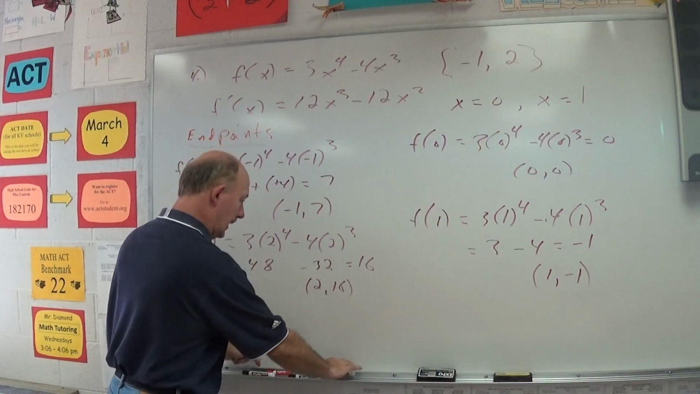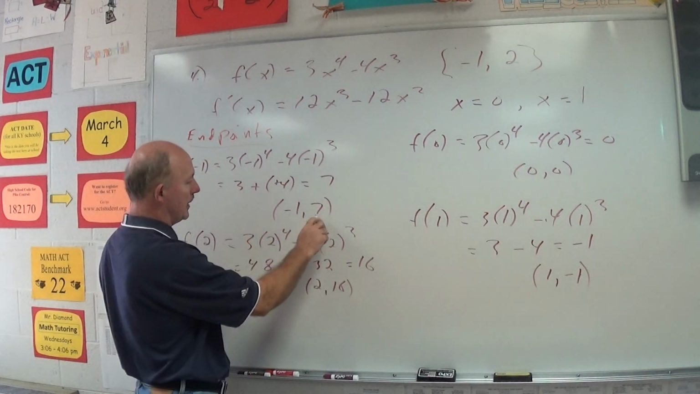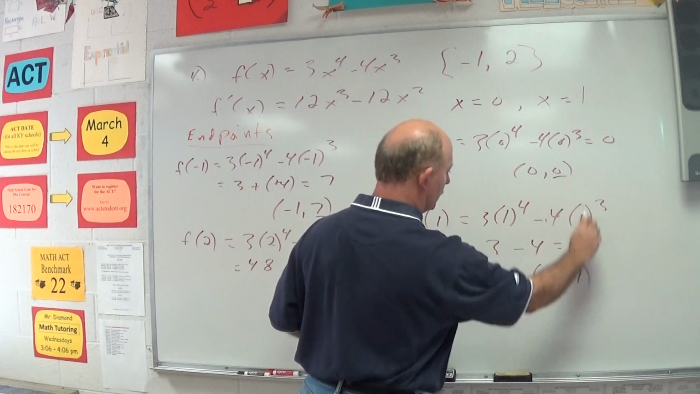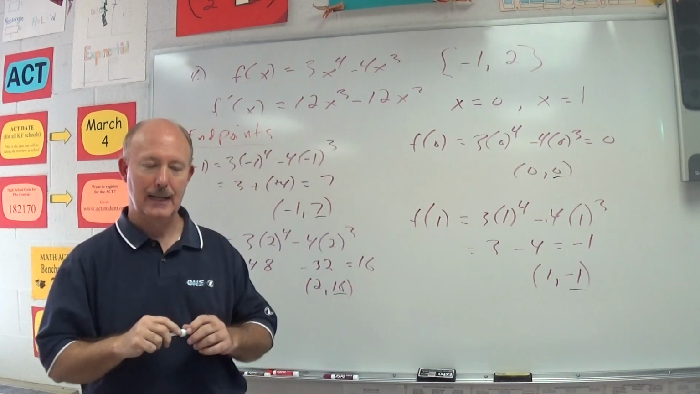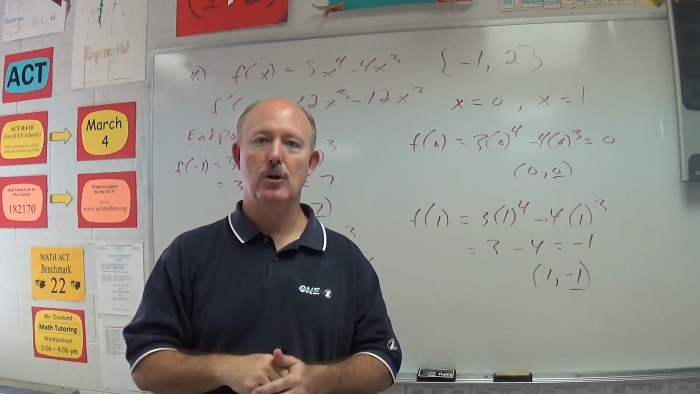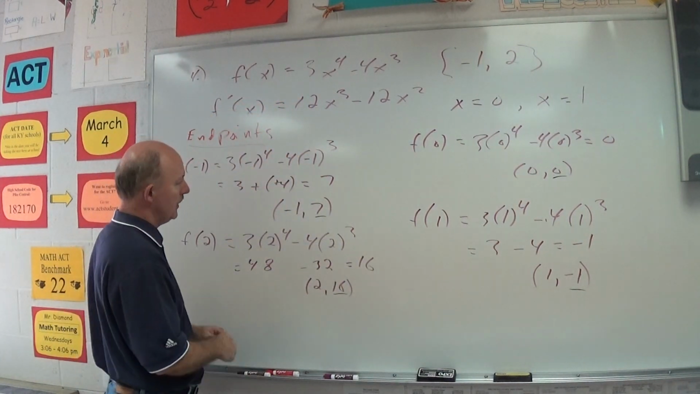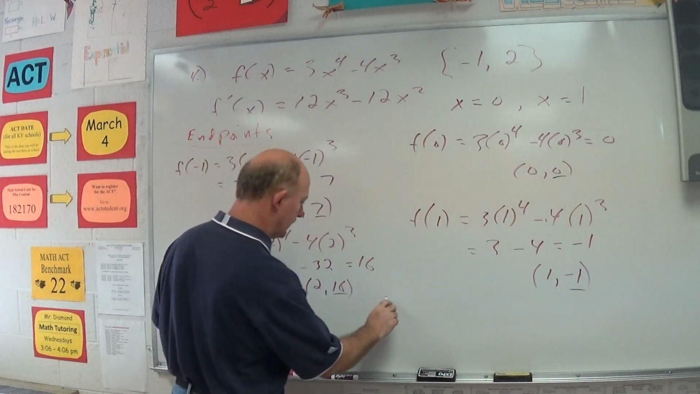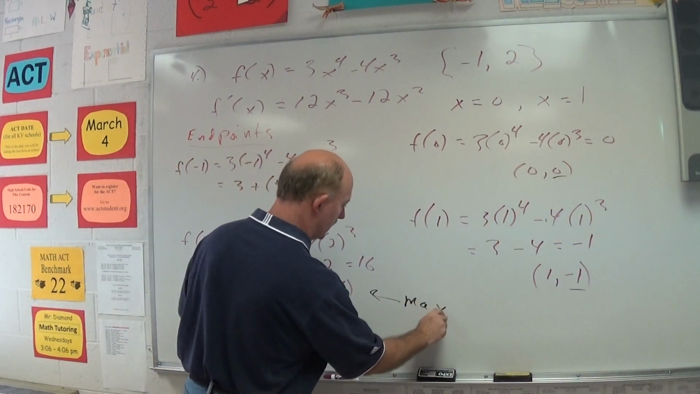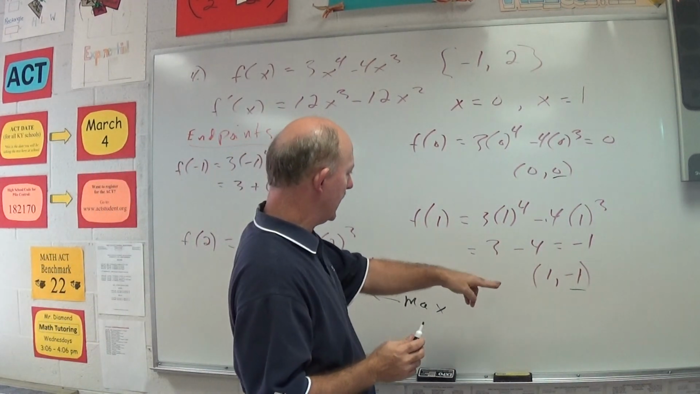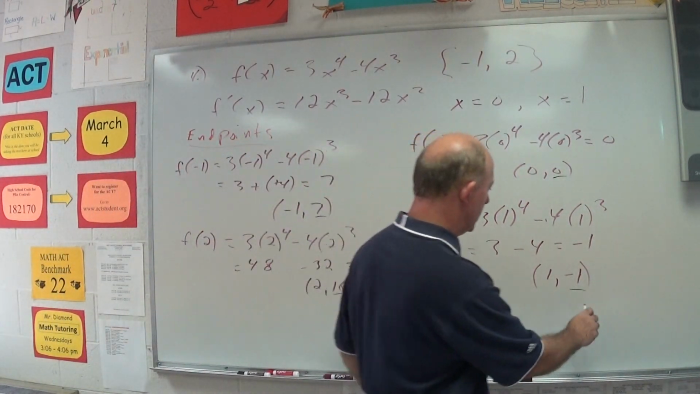All right. Now, let's compare. So remember now, we're comparing the y values, 7, 16, 0, and 1. Remember, the smallest is going to be the absolute minimum. The greatest is going to be the absolute maximum. So as you look at these, first, the maximum would be 16. That's our maximum.